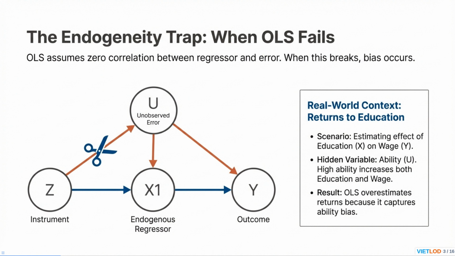To escape this trap, we use an instrument, Z, which affects x1 but is cut off from the unobserved error U, as indicated by the scissors. This ensures that the variation in x1 we analyze is clean and independent of the bias.